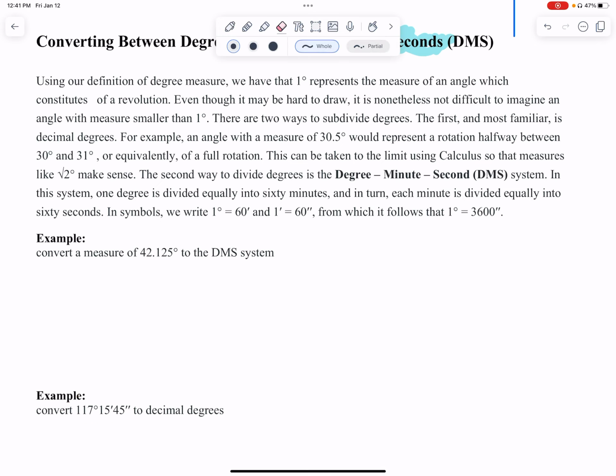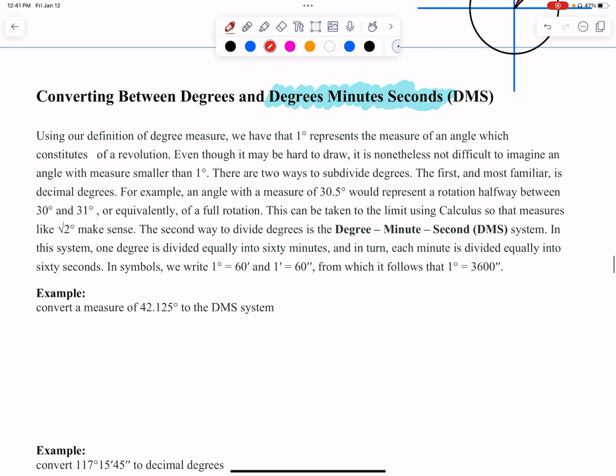Okay, so what we care about here, though, because we're not going to use it a whole lot, it's going to pop up here and there. Some of you guys are going to have full careers where that's all you ever do is degrees, minutes, seconds. So we've got to figure out how to convert in between the two.